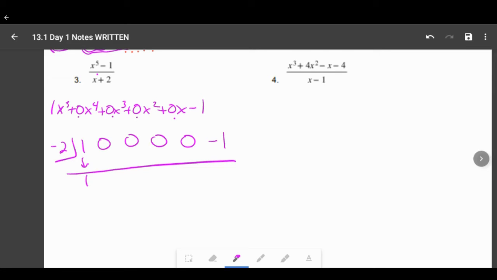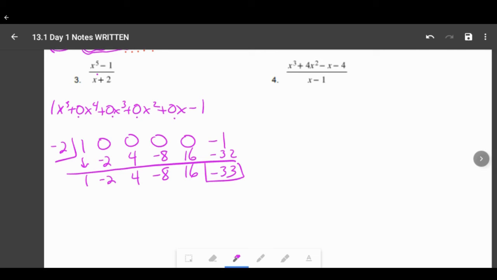Drop down the 1, I multiply, I add, I multiply, I add straight down, I multiply. I'm always multiplying by the negative 2, right? That's the number that's in the box. So I add straight down, I multiply, I add straight down, I multiply, I add straight down. So if I was very careful, I got negative 33 as my remainder.